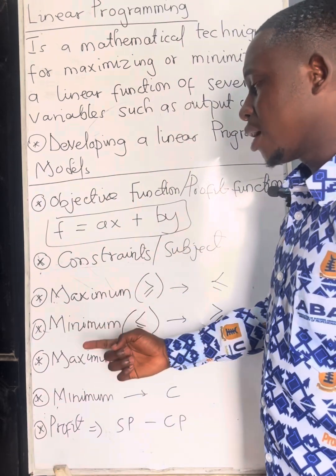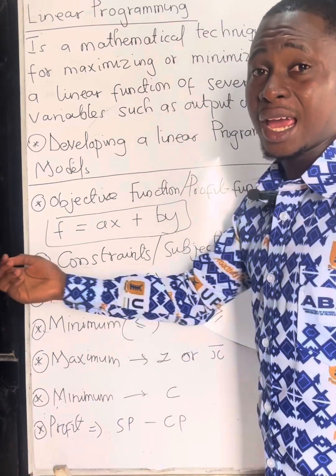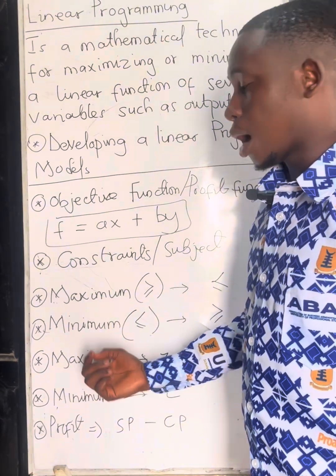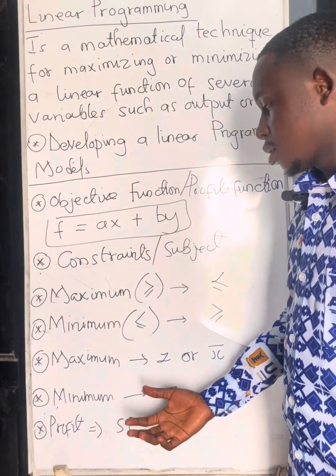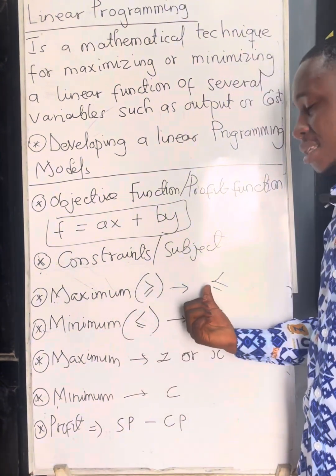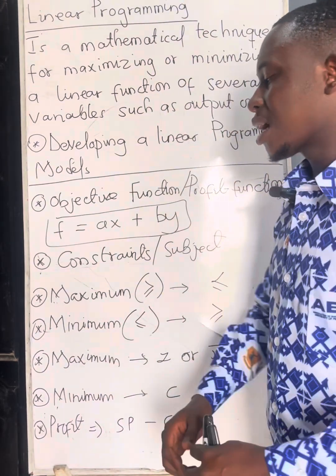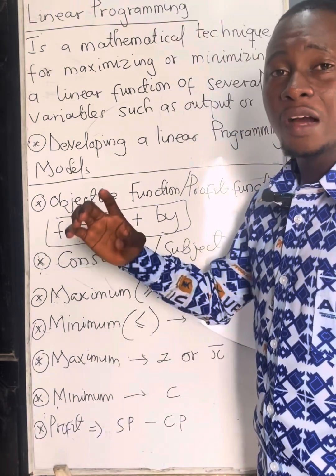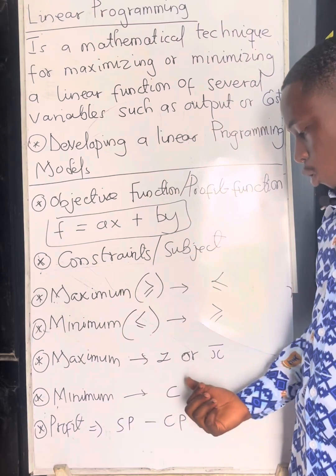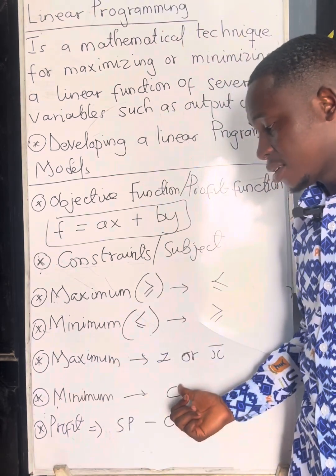Another way they can frame a question pertaining to the maximum is they would use the word highest. With a minimum, in case you don't see minimum, you would see economically. It's the same thing. With maximum, we use less than or equal to, and with minimum, we use what? Greater than or equal to. In the same way that maximum has a value we use to represent it, if it's maximum, we use Z or the profit symbol. If it's minimum, we use C.